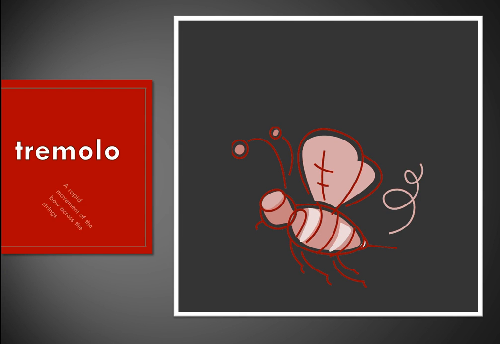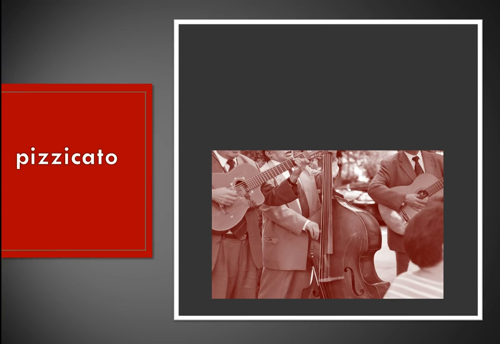And tremolo. Tremolo is a rapid movement of the bow across the strings. Again, this is particular to a violin, and the reason I've got a B there is because it actually sounds like a little bee. It's like this little shimmering of sound, notes, and it's that tremolo. They really move the bow quickly across the strings.